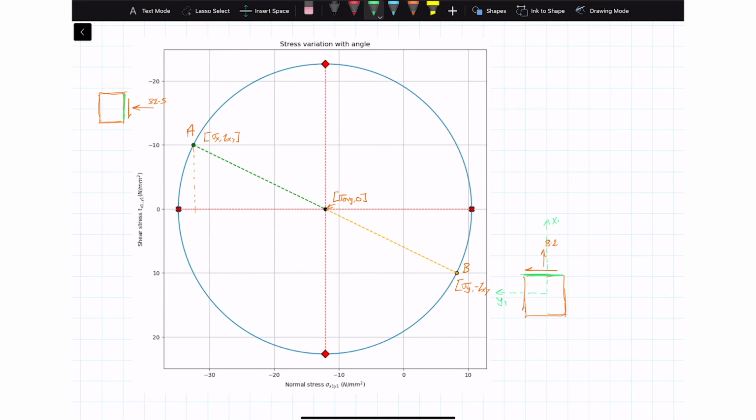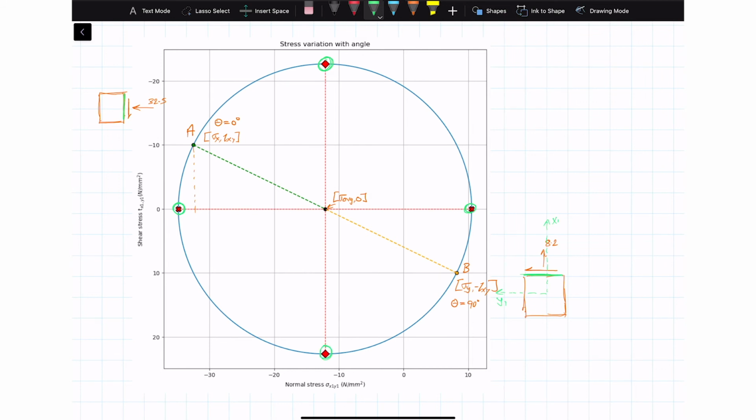All right then, so that identifies point A and point B. I'm just going to say up here, this point A is theta equal to 0 degrees, and this point down here is theta equal to 90 degrees on our element. Okay, so then what did we do? Then we identified this point here, which was the minor principal stress, and this was the major principal stress, and then we had the maximum negative shear stress up there and the maximum positive shear stress down here.